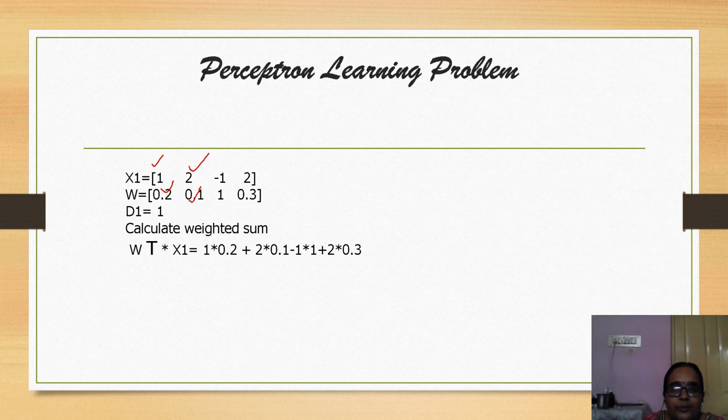Then the third value, minus 1, multiplied with 1. Then the fourth value 2 multiplied with the weight value 0.3. So this is given here. So finally we will get the value. So this is called weighted sum. Next, after calculating this one, we have to apply the activation function.